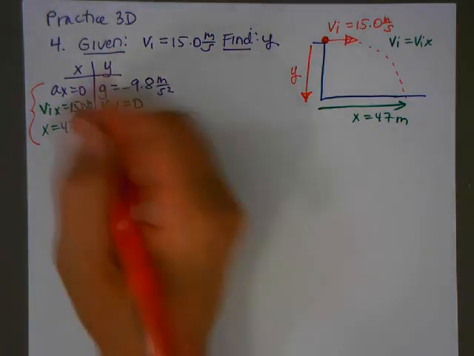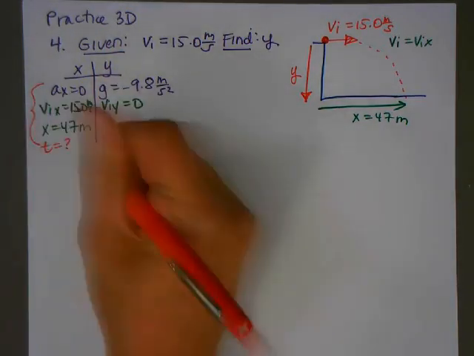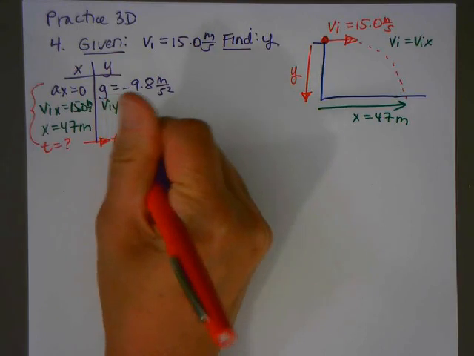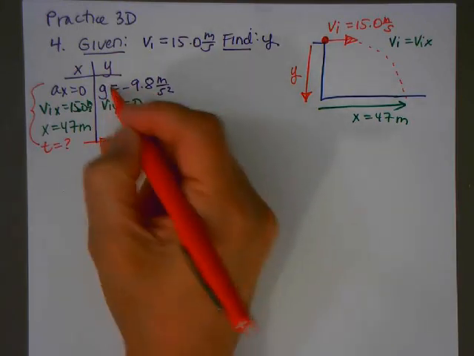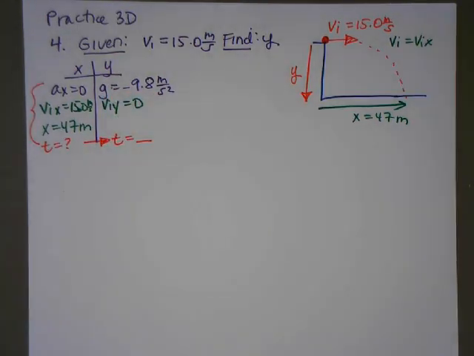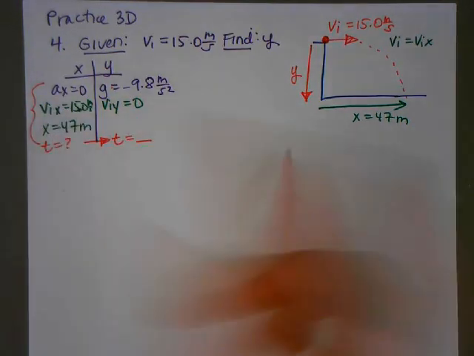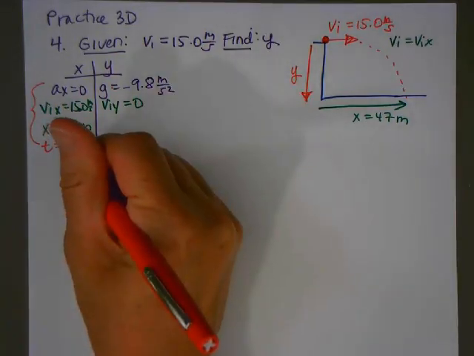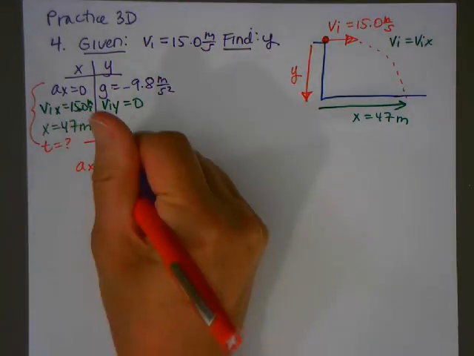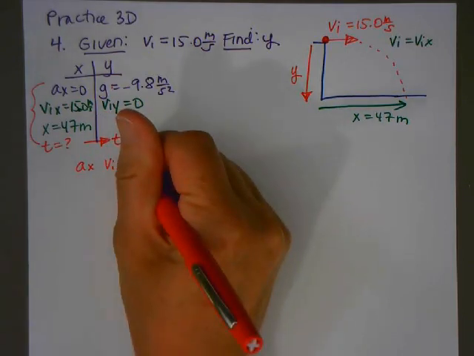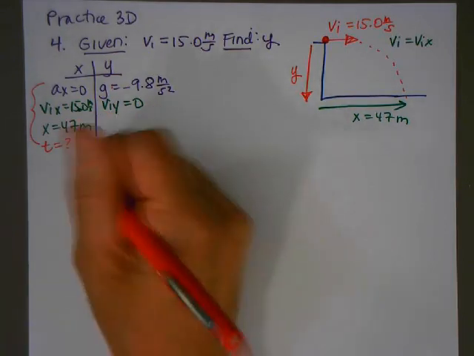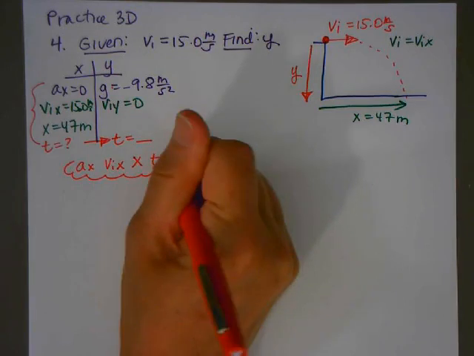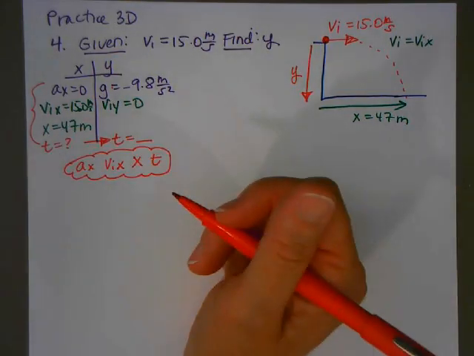Remember, if I find the time here, that's going to be equal to the time here, and then I would have 3 things on this side. So I have 3 things here. I have AX, I have VIX, I have X, and I want to find T. So I'm going to say which equation has those 4 variables.